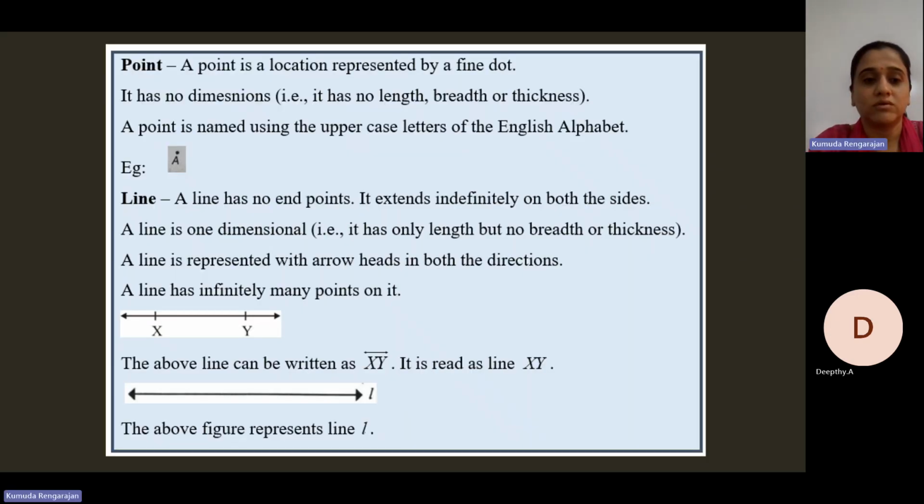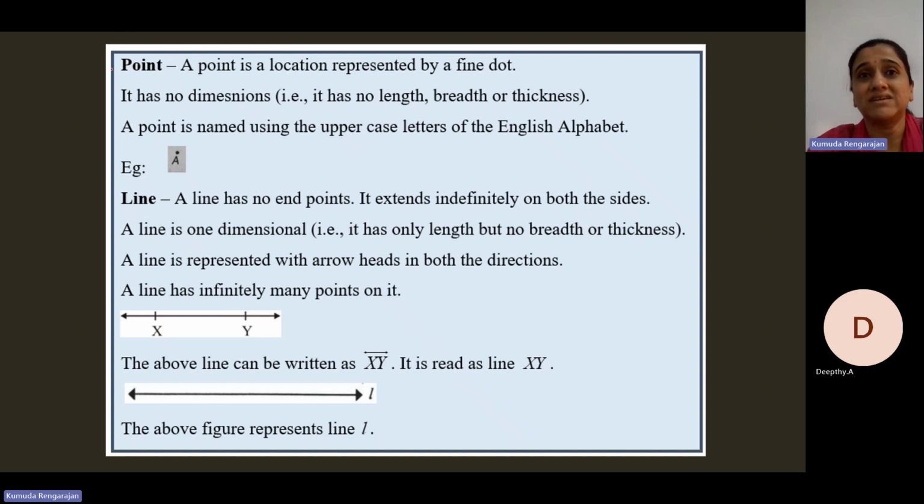All right, so we'll take the introduction to this chapter, lines and angles. As always, we'll not write anything in the class. I'll share the images with you on WhatsApp. So you're just going to listen to me, understand, and wherever you have questions, you can ask and get them clarified.